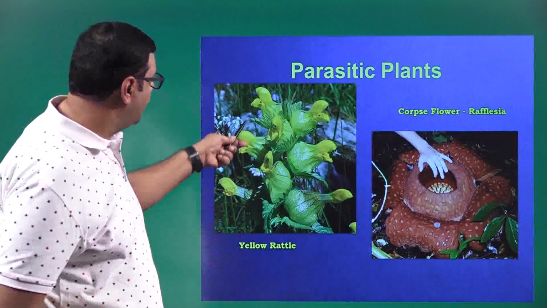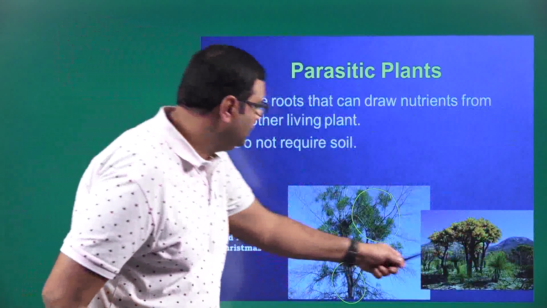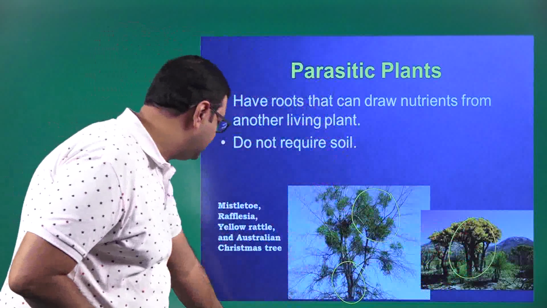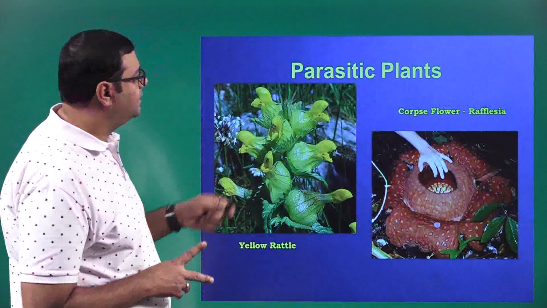So you have the yellow rattle here. I'm so sorry, this is not the yellow rattle. I think this is the Australian Christmas tree. And then you have the yellow rattle here. So these are parasitic plants.